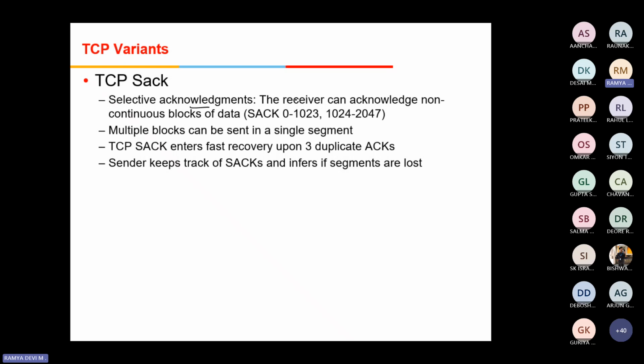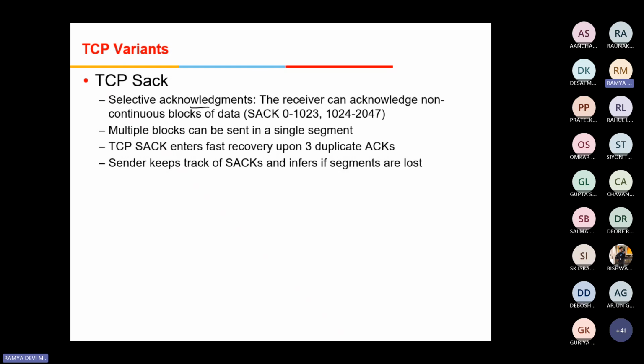It allows the receiver to acknowledge even the non-continuous blocks of packets, like selective repeat. In that way, it improves the performance even in a lossy network. With traditional cumulative acknowledgements, the receiver can only acknowledge the highest in-order byte received. Already we have seen this in selective repeat, right? So SACK can acknowledge separate as well as non-continuous blocks of data.